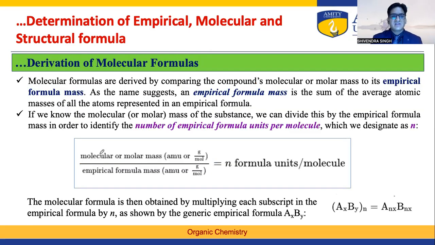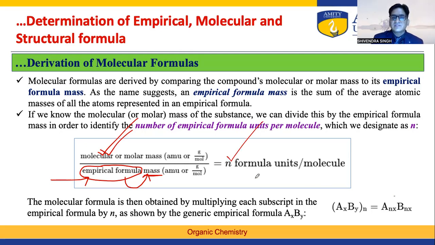If we have the molecular mass of a compound and we know the empirical formula mass. The molecular mass is the absolute, total mass of the atoms present in a molecule. But the empirical formula mass is the mass of a compound having that empirical formula. Suppose we have a molecule with some empirical formula; we find the total mass of that empirical formula, and that is called the empirical formula mass. If we divide the molecular mass of a compound by the empirical formula mass, we can find n, the number of formula units.